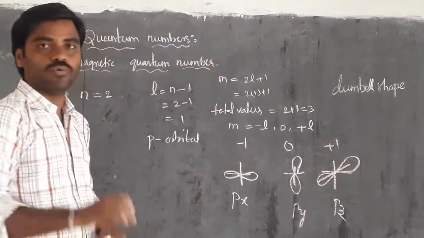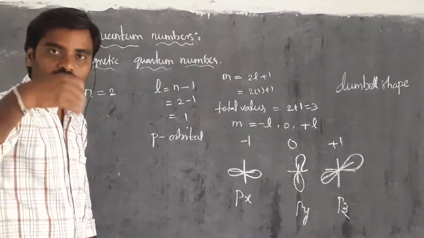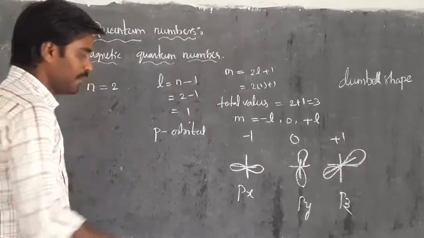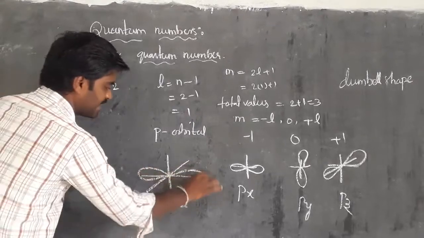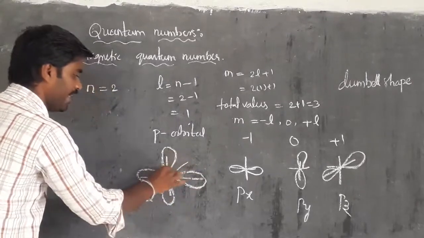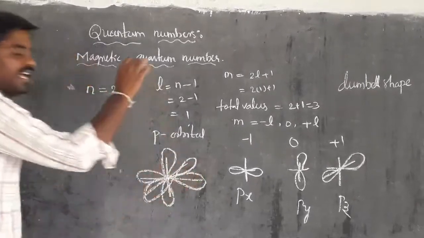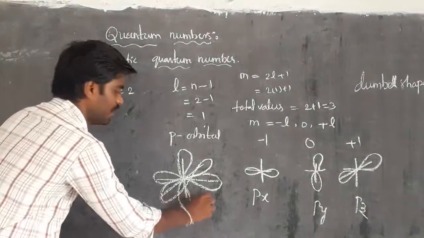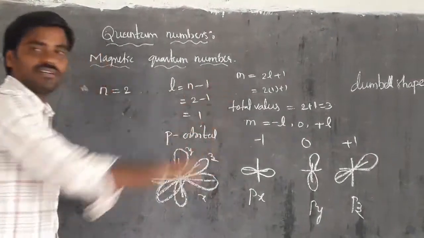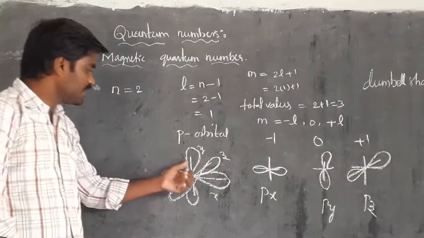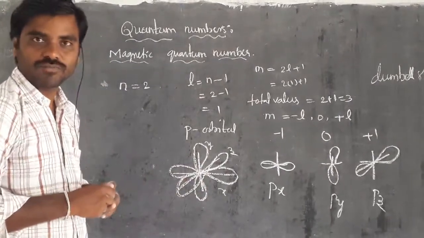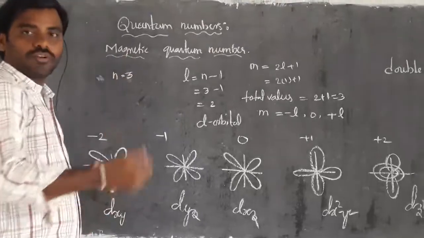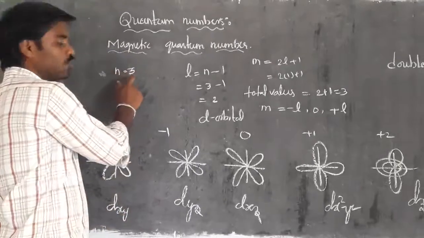Like this we have 3 p orbitals. The number of p orbitals is 3. But simply we can express them like this: x axis, y axis and z axis. So these particular shapes are very important. Understood? For magnetic quantum number, we have to take one more example, that is n equal to 3.